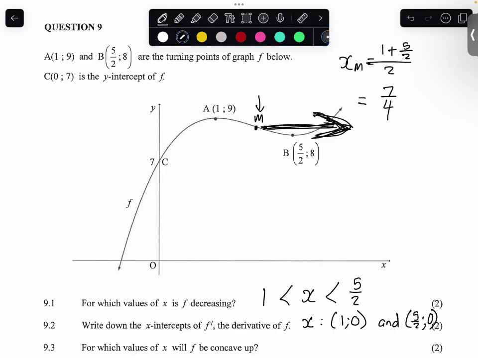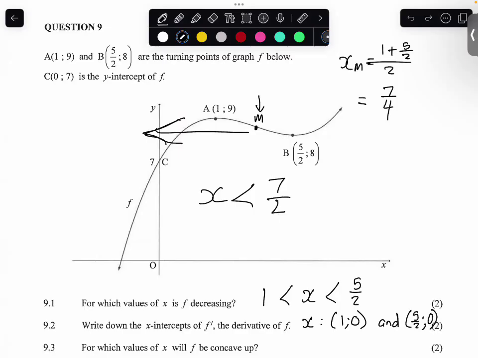So this arrow, you're going to follow that arrow. You're going to say x is greater than 7/4. Had they asked you for concave down, it's concave down before that 7/4. So you follow this arrow, you go x is less than 7/4 if they asked you for concave down. But they asked us for concave up, and so my answer here is where x is greater than 7/4.